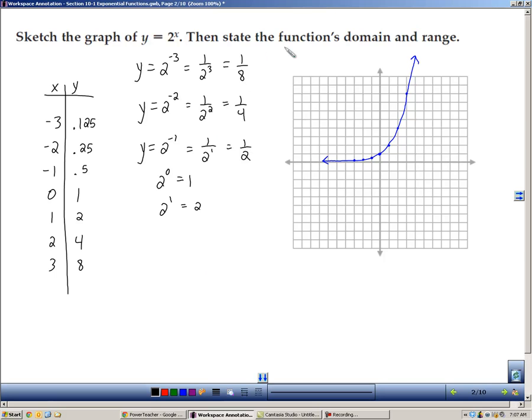So we're asked to find the domain and the range. So what are the x values that we could plug in here? Well, we can plug any x value we want. So the domain is all the real numbers. And then the range is which y values. Well, we're never going to get below 0, but we're going to go above 0 forever. So that would be all the positive numbers.